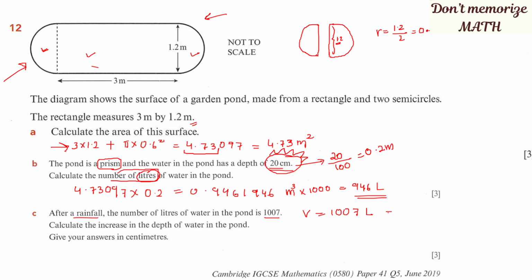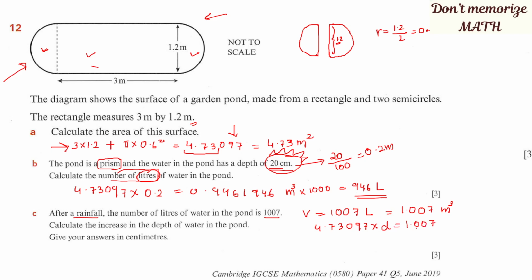Okay, all our dimensions are in meters and meter cube, so we can change this to meters. By volume will be divided by 1000. Okay, so when you divide by 1000 you will get 1.007 meter cube. Okay, so now we have the volume in meter. So we need to find the depth. Okay, so the base area will be same, right? So this is the base area, so volume will be base area times height or depth we need to find, because the depth has increased after rainfall, right?